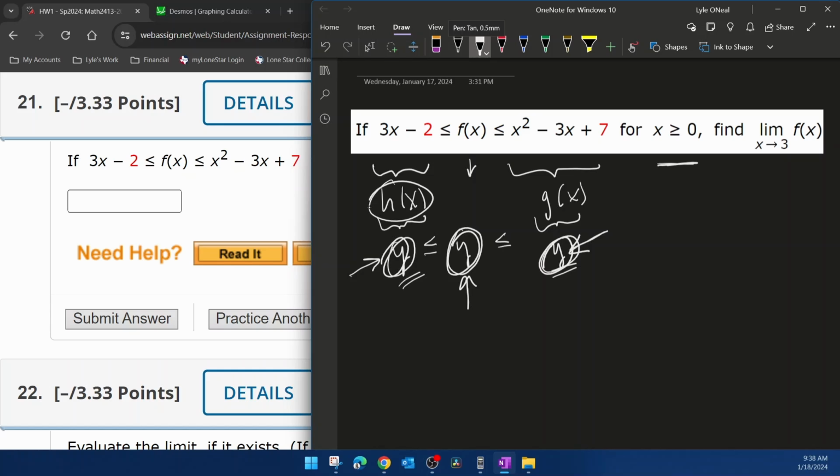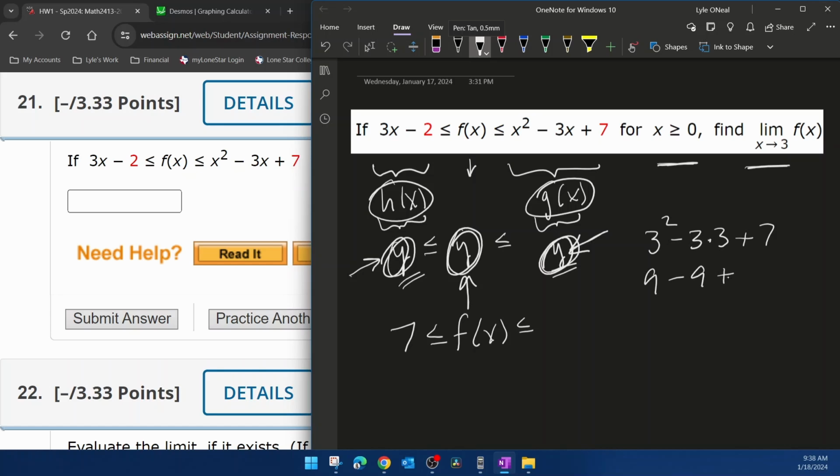And notice that our h of x and g of x, we can actually calculate the limit as x approaches 3 by doing direct substitution. So for 3x minus 2, if I evaluate at 3, that's going to give us 9 minus 2, which is 7. And then if I evaluate this trinomial, that's going to give us 3 squared minus 3 times 3 plus 7, which is 9 minus 9 plus 7, which is 7.